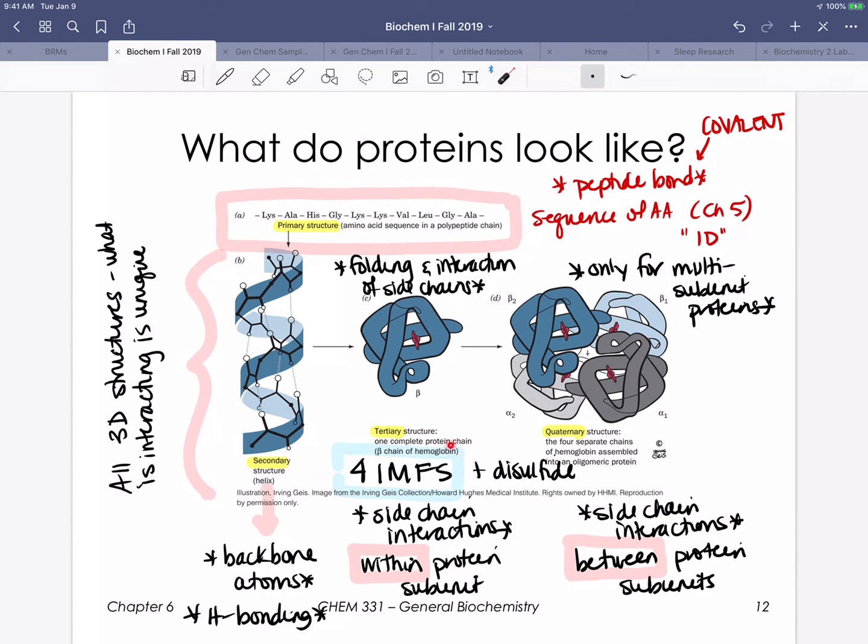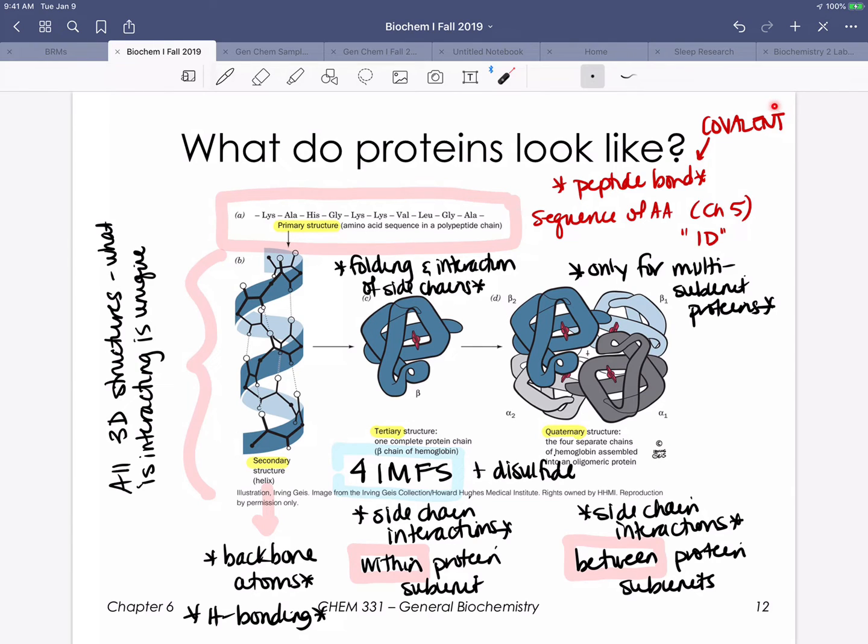Hydrogen bonding can be part of that. Remember, that's one of the 4 intermolecular forces that we studied. But all of those intermolecular forces, London dispersion forces, dipole-dipole interactions, hydrogen bonding, and ionic interactions, all play a role in side chains interacting. And if those side chains happen to be something like cysteine, we can have disulfide interactions. But again, these are side chains that are interacting within a protein subunit. The only thing that becomes different when we talk about quaternary structure is that it's side chain interactions, but now between protein subunits. So this is only going to occur if we have a multi-subunit protein, but basically the same interactions are possible for either tertiary or quaternary structure.